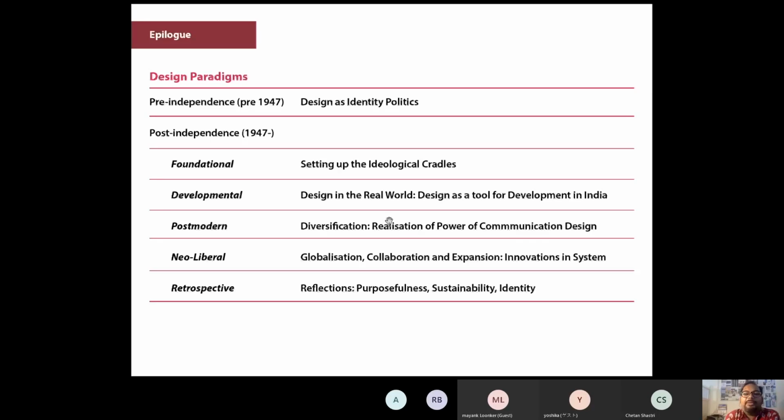So if I compare in a very comparative way, pre-independence design was seen as identity politics, whether it is the work of Rabindranath Tagore, not the work, but the overall design school of Shantiniketan, or the living of Mahatma Gandhi, or nationalist architects, which I showed in BHU and in Birla Temple. Post independence, there are five paradigms, clearly five paradigms. I don't want to call them eras or isms because they are still continuing.